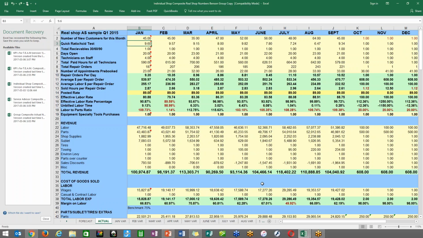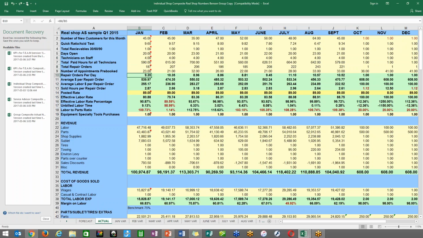Sorry, I just had to go back there. Quick ratio, I don't want to get into detail on that, but he's pretty much maintaining that. That's not something you have to look at on a monthly basis unless something significantly changed, like a new loan or a mortgage or something like that. Receivables, he's obviously very good at the receivables. Days open, that's pretty straightforward. Technicians on staff, most of this doesn't change from month to month unless you hired somebody or got rid of somebody. You can see the total paid hours.